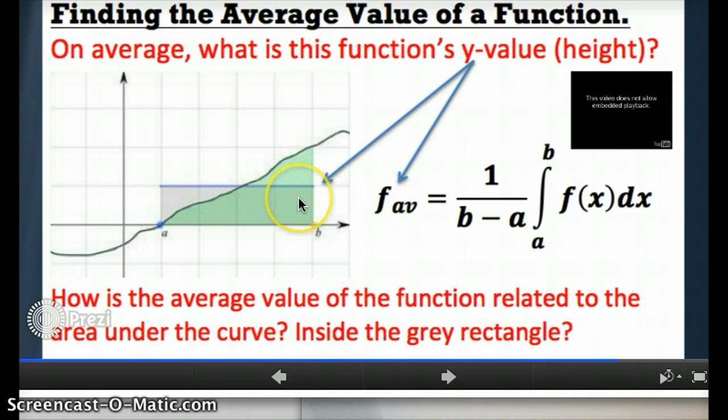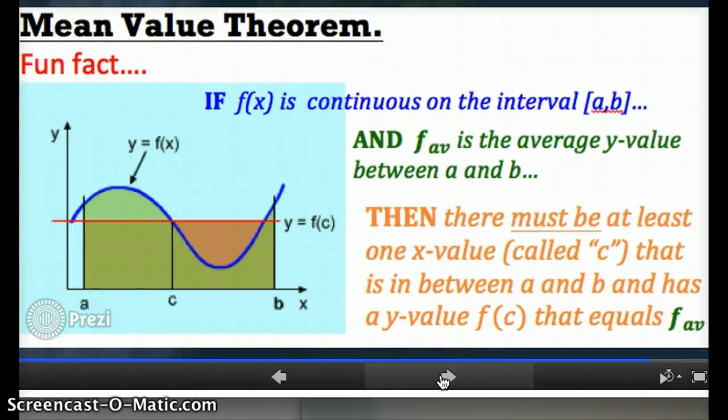How does the average value relate to the area under the curve and to the area under the gray rectangle? Okay, beautiful. Hopefully that makes sense. In a second, we're going to practice finding the average value. But before we do that, it's important that I connect the average value to a really important fact in calculus.